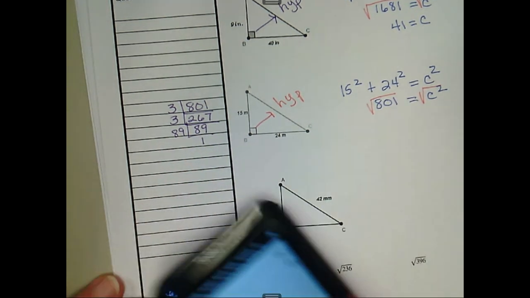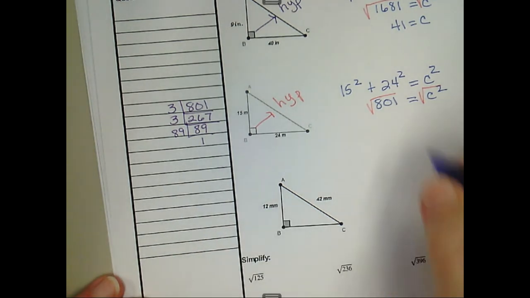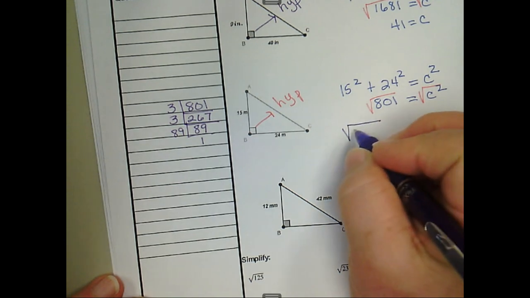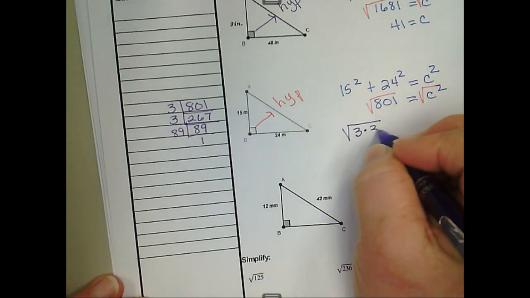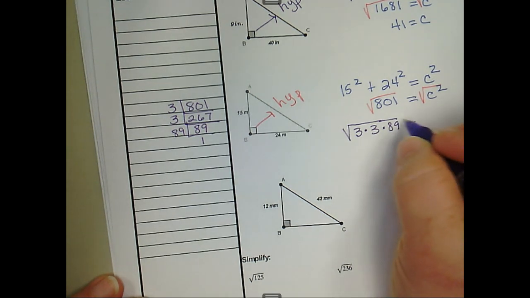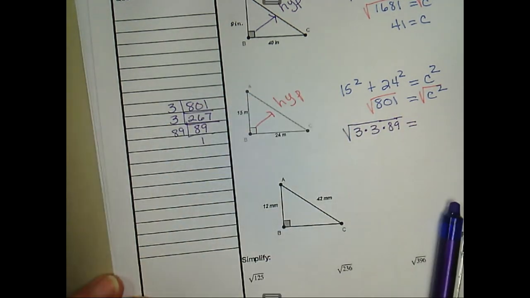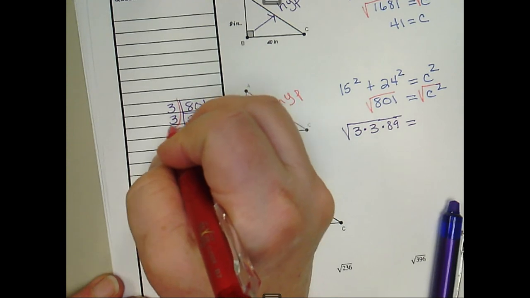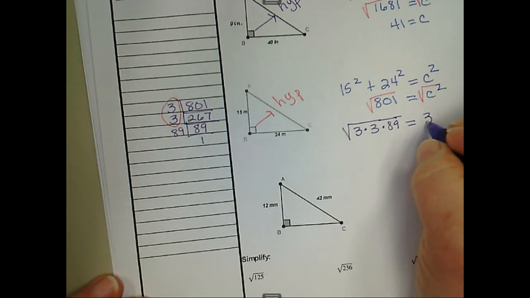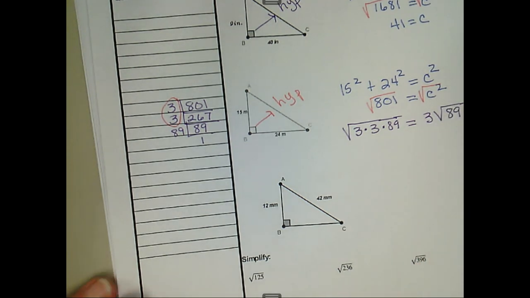So we are done. So 801, we're looking at the square root of 3 times 3 times 89. You are pairing up. If you've got a pair, you bring one to the outside. So this is the same as 3 square root of 89. And we're done.